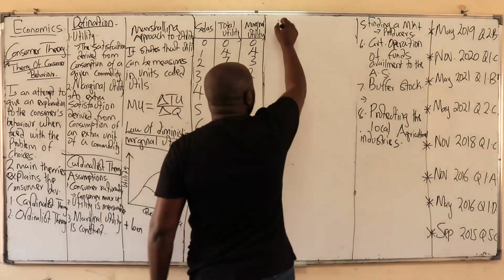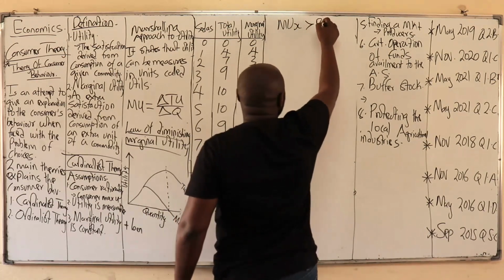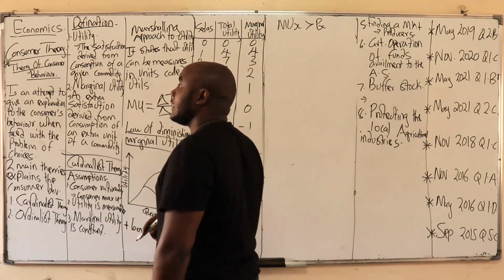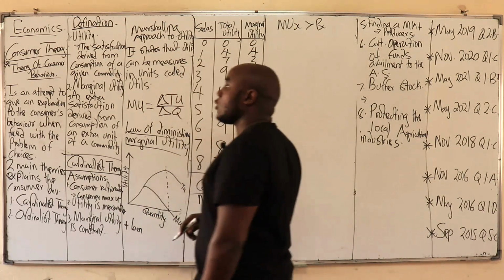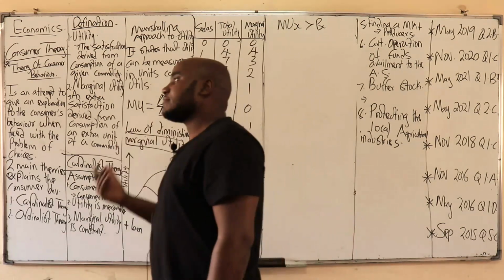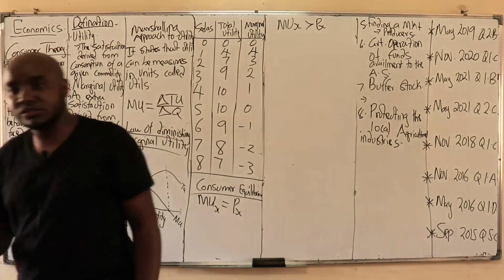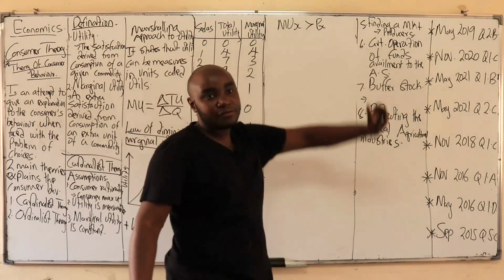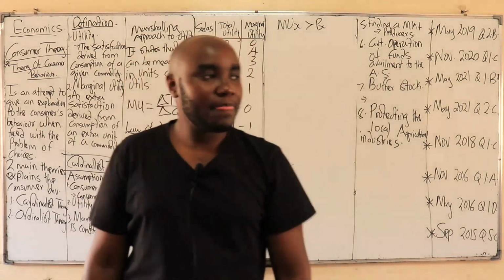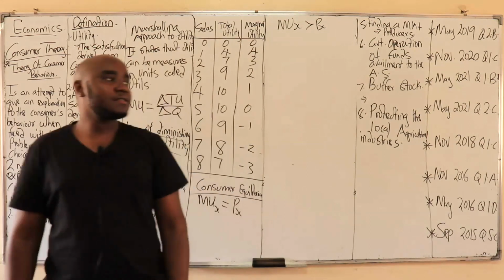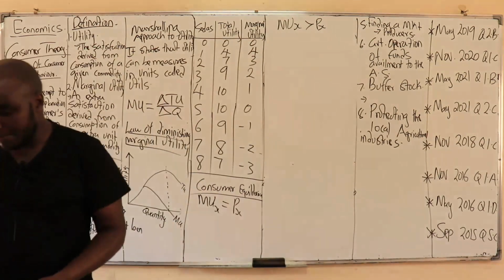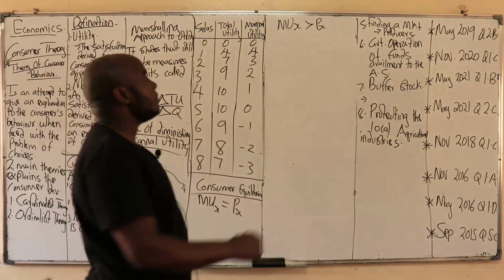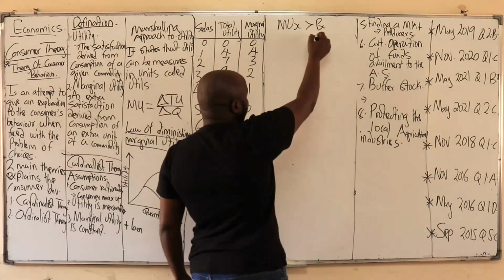Assuming that the marginal utility of X is greater than the price of X, we say the consumer will maximize his or her satisfaction by buying more units of the commodity X.